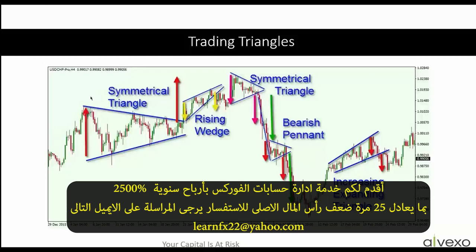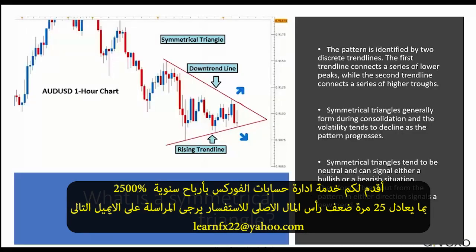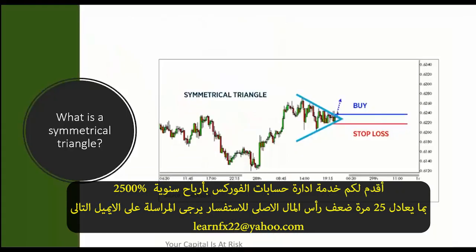So remember, whether we're trading symmetrical triangles, rising wedges, bearish pennants, or increasing wedges, they're all the same. The rules remain the same. The steps remain the same. We would set our buy at the close of the breakout candle, but we wouldn't execute our trade until we have the confirmation on that second candle. We would put our stop loss at the swing low, the lowest swing low before the breakout.